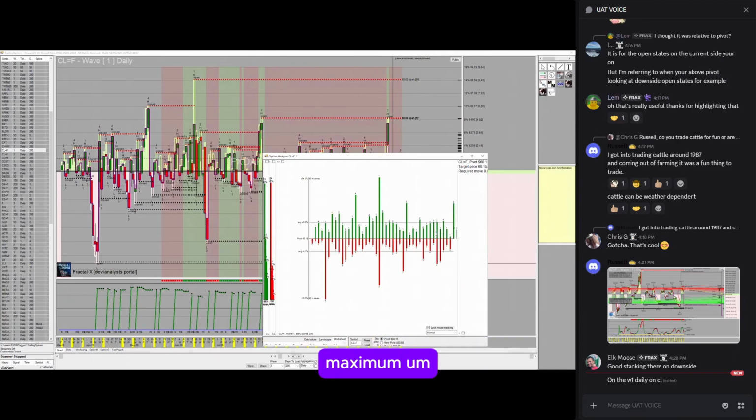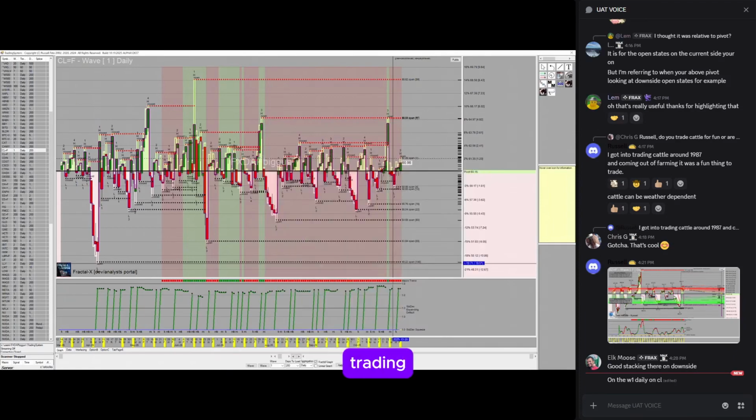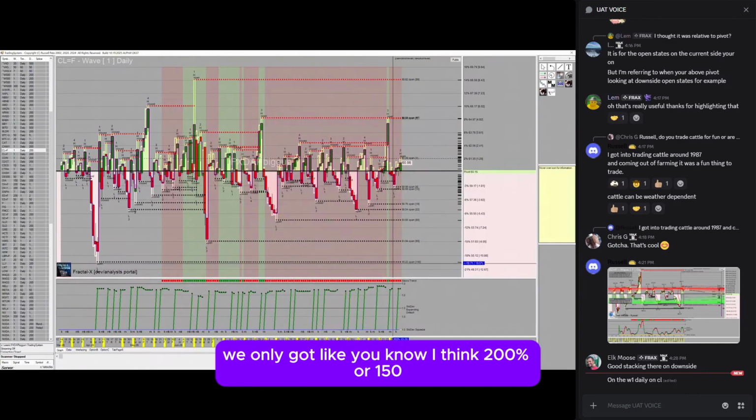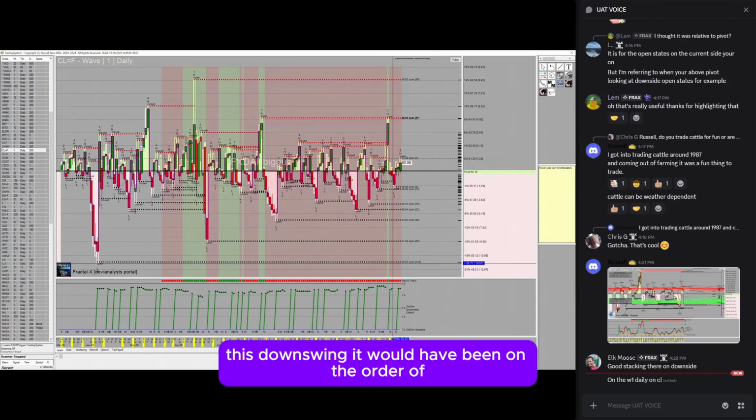or 4 maximum. And so that's what I would say, we were actually trading this idea in QQQ Live last week. We only got somewhere between 150 and 200% out of it. If we had of course gotten this downswing, it would have been on the order of 1,000%.